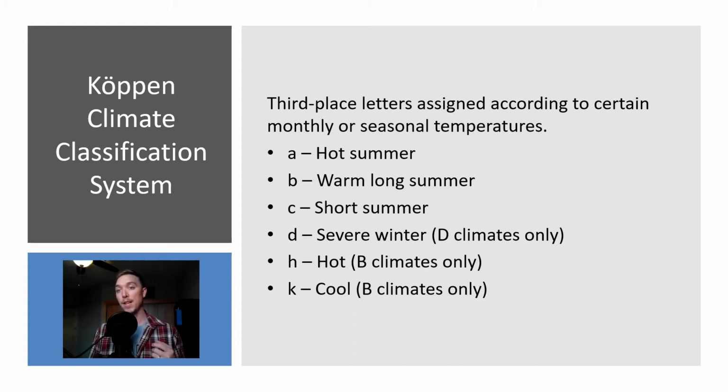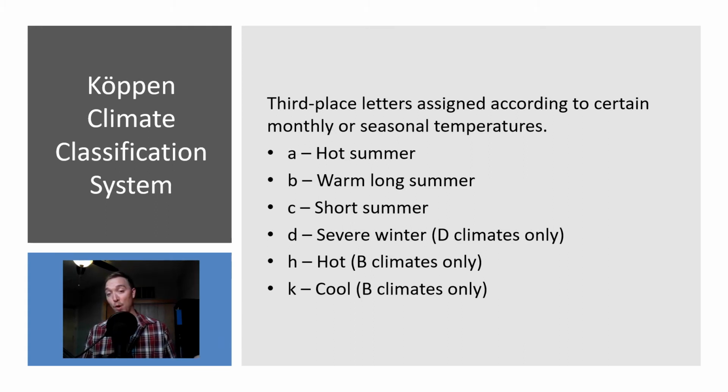B means it's a warm and long summer. At least 4 months have temperatures of 10 degrees Celsius or above, but under 22 degrees Celsius. C means short summers, where 1 to 3 months have temperatures of 10 degrees Celsius or above, but under 22 degrees Celsius. D means severe winters. This is only in D climates, and the coldest month has to be less than negative 38 degrees Celsius.